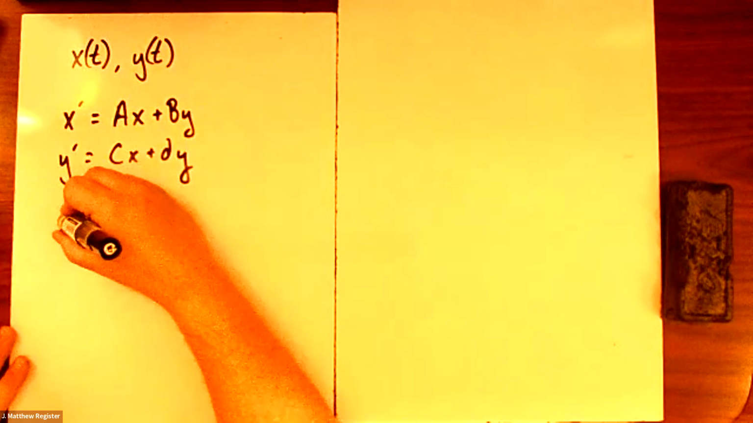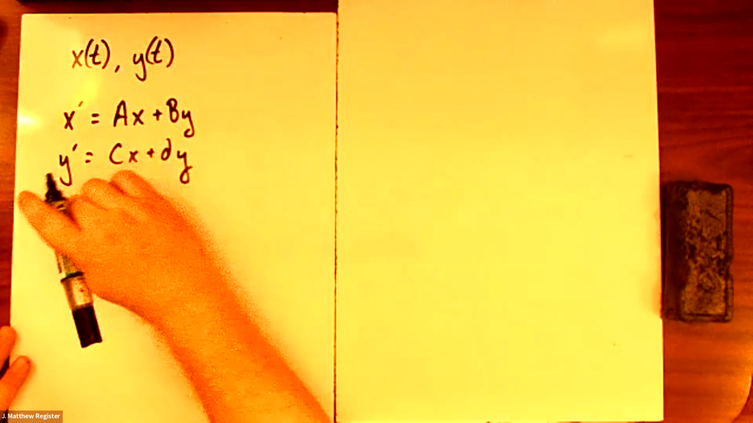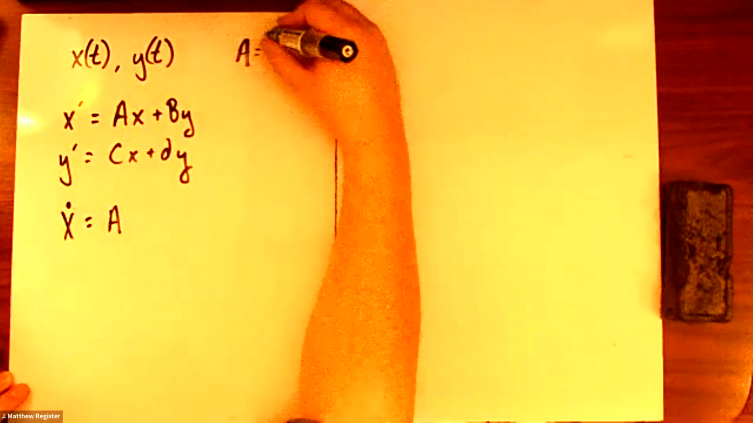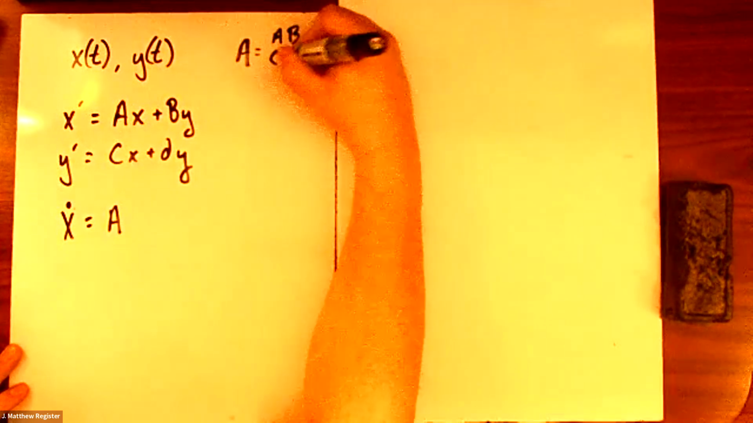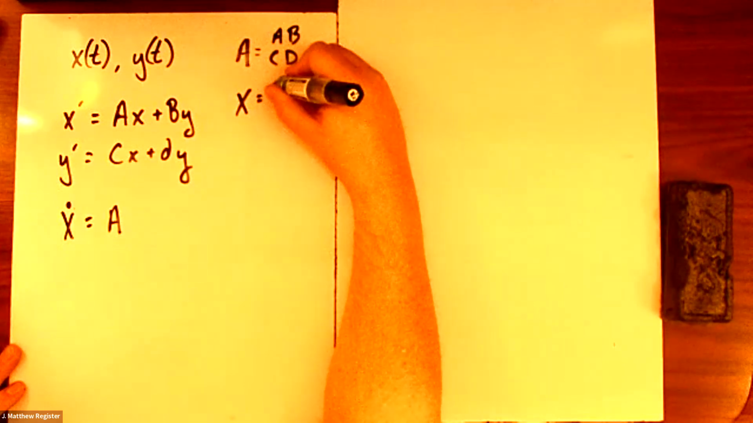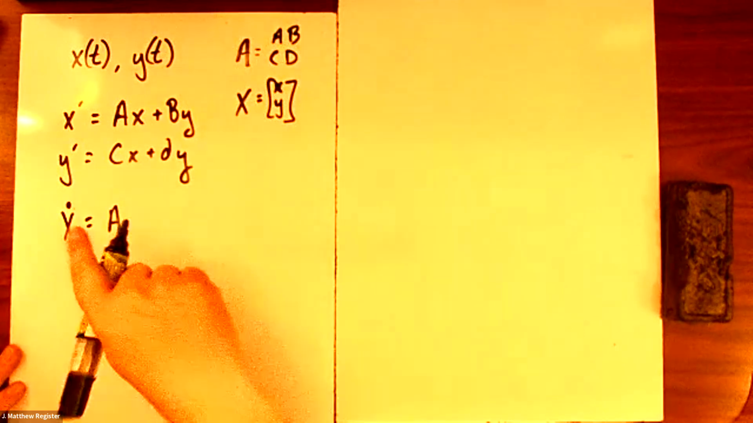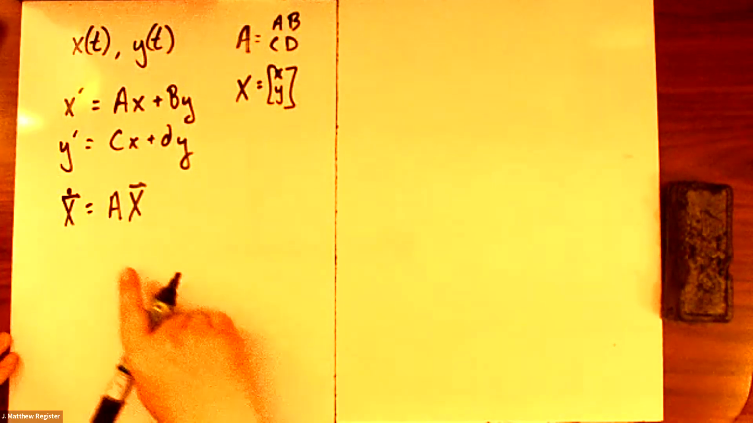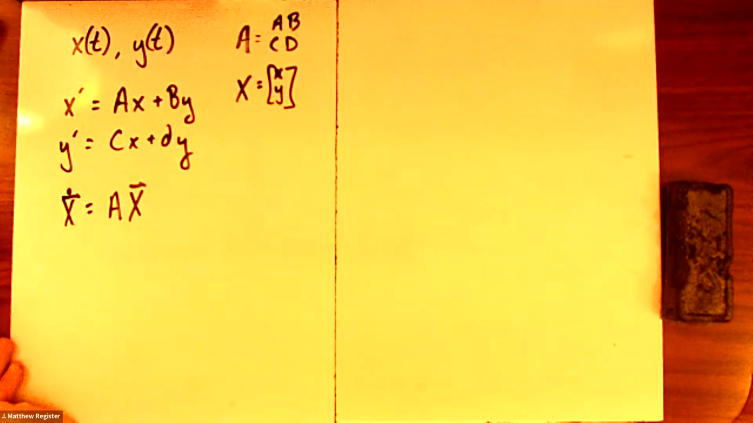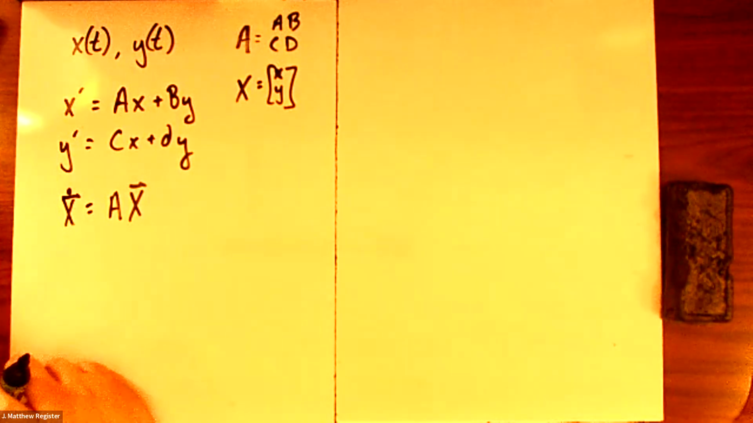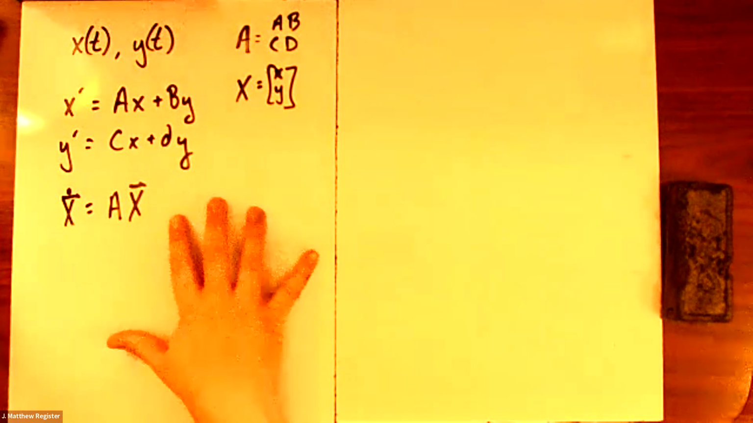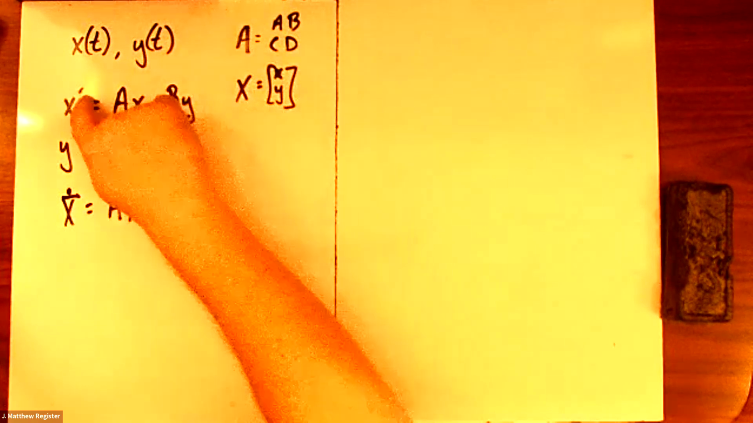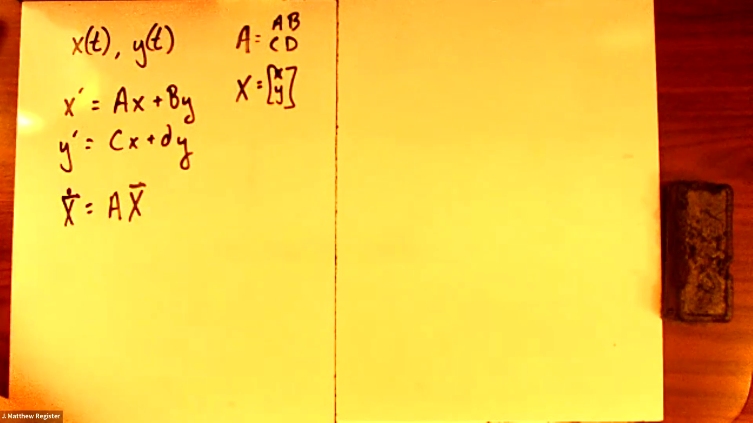In matrix notation, this would be x dot, well, usually we use the dot notation when we're talking about vectors like this, is equal to A, where A is equal to the matrix A, B, C, D, and X is equal to X, Y. X dot is equal to A times X, where X is a vector and A is that matrix. It turns out the solution to this is going to be tied to the eigenvalues and eigenvectors of this matrix. And the eigenvalues are going to determine what the behavior is of this vector field. And so if we have a system with two equations, and they're both differential equations, we can actually solve this using our eigenvalues and eigenvectors.